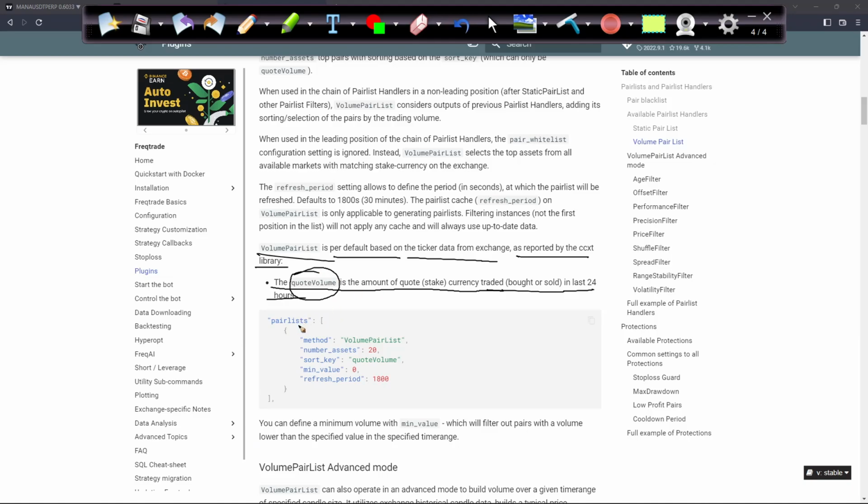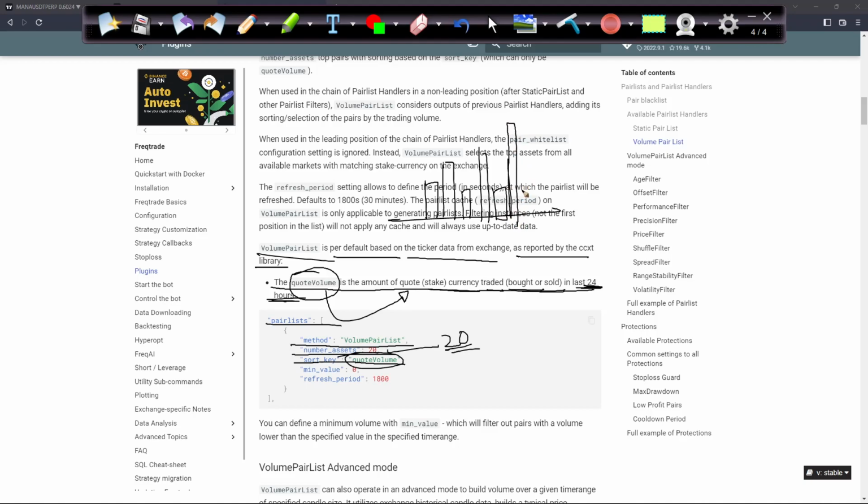Okay, so now in pair list what we can define is, we say method is volume pair list, and number of assets are, we want to get 20 assets. We want to sort it by quote volume, and quote volume is the amount of quote or stake currency traded, bought or sold in last 24 hours. So as we have daily volume right here, something like this, and suppose we are at this stage.